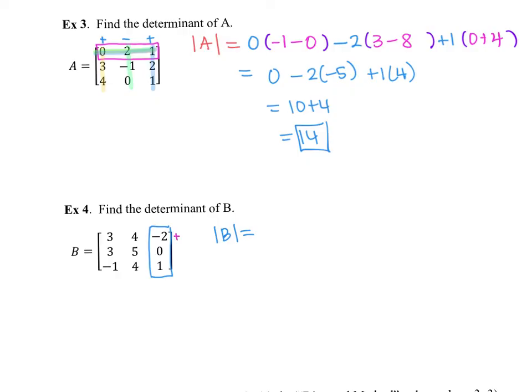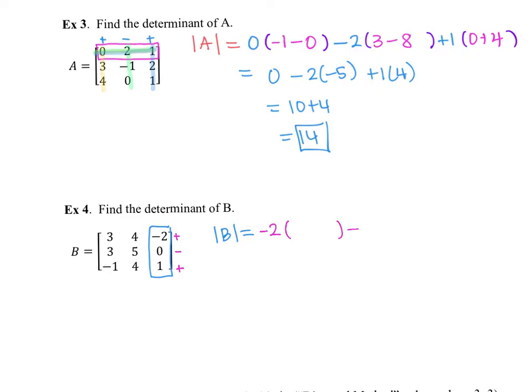And then they keep alternating. So if I go down, if that's a positive, this is a negative, and this is a positive. Okay, so I'm going to go down. For the first entry, it's a positive -2. It'll be -2 times the minor.